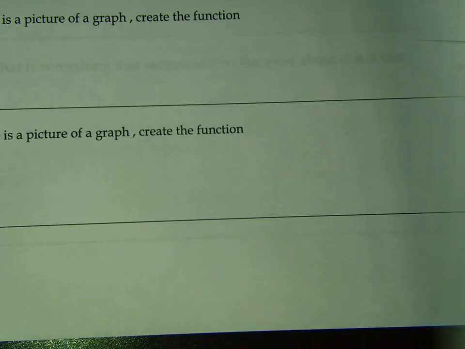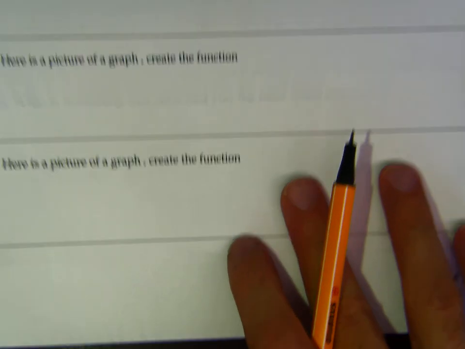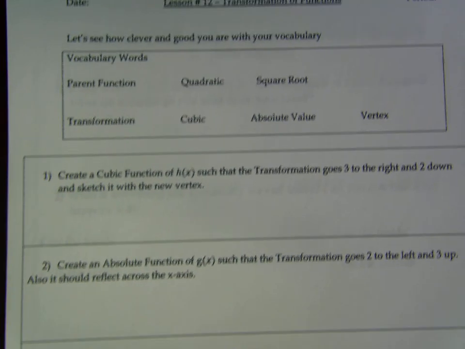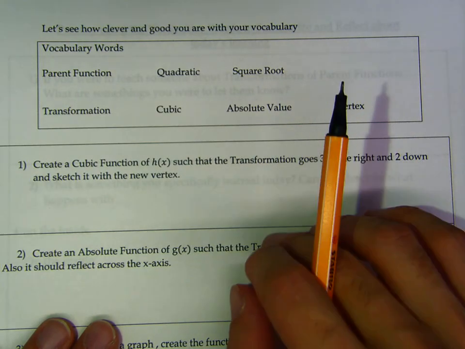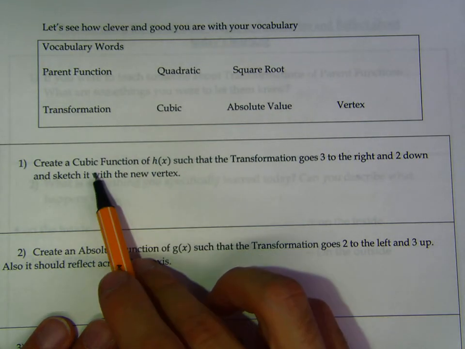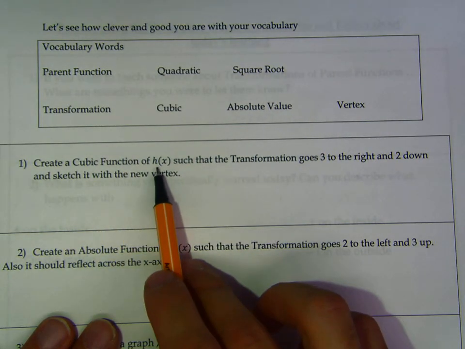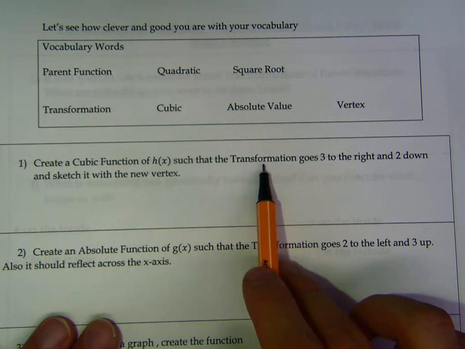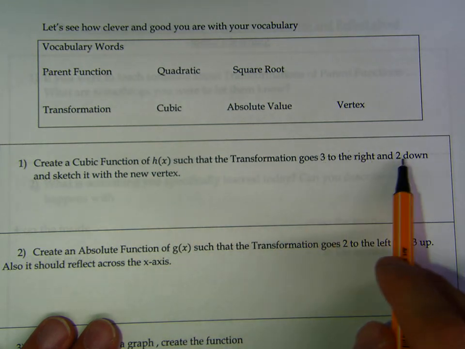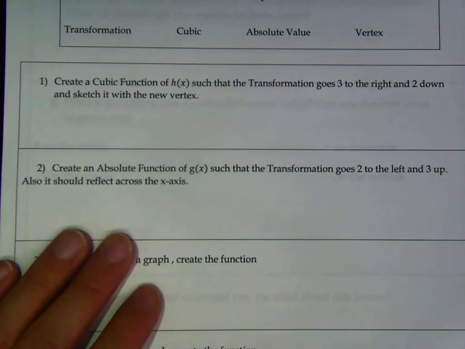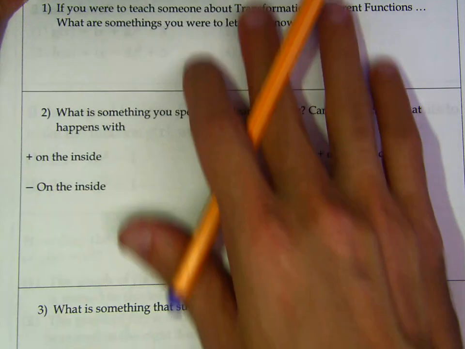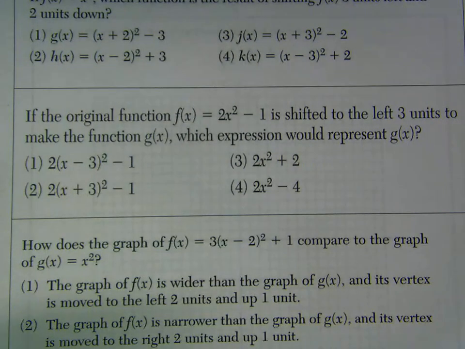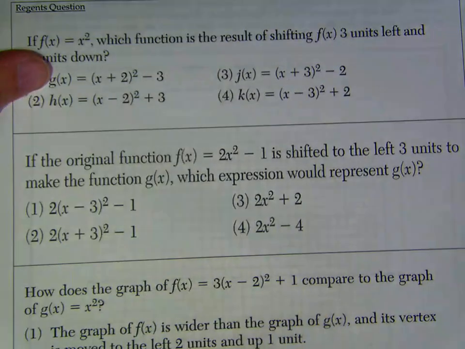All right. Here, try some of these questions. I think they're very good. Can you create a cubic function h of x such that the transformation goes 3 to the right and 2 down? Try these questions. And then here, try these questions. And then look here, try these questions.